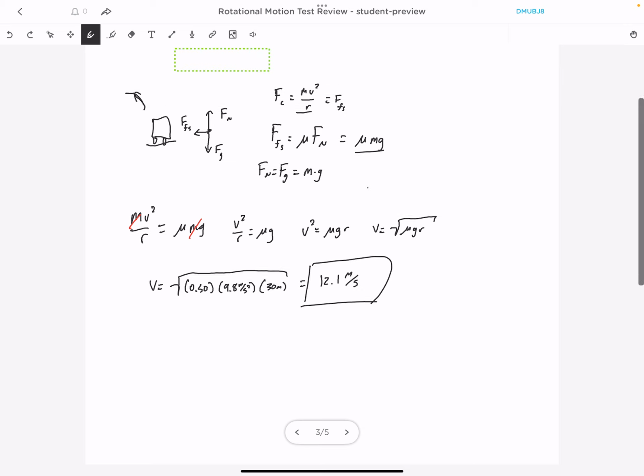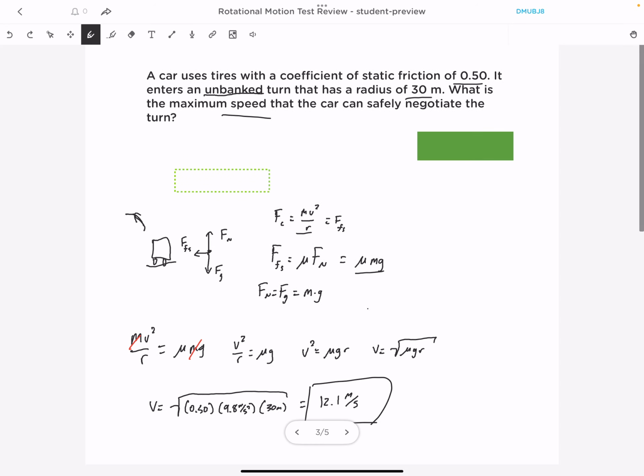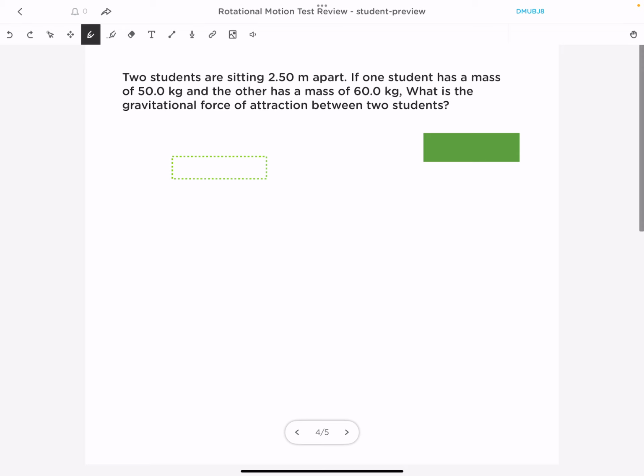This is for unbanked curves, right? It's pretty much set up the same way every time. So then finally, we have a problem using Newton's law of universal gravitation. So here we have two students, they're sitting 2.5 meters apart. If one student has a mass of 50 kilograms and the other has a mass of 60 kilograms, what is the gravitational force of attraction between the two students?